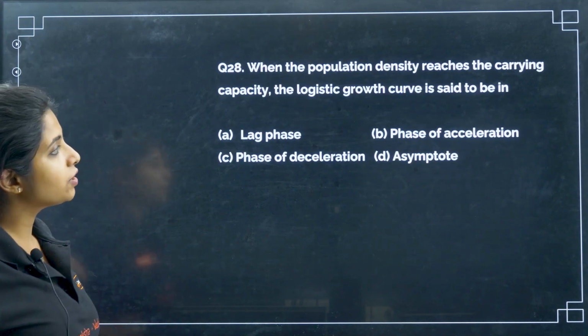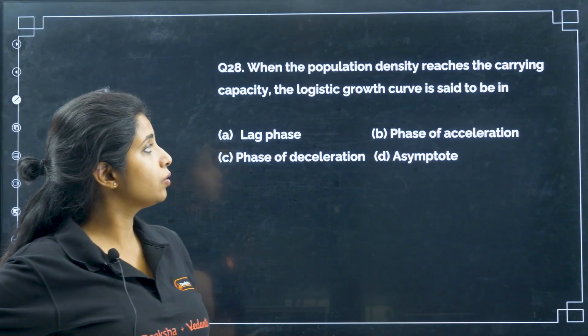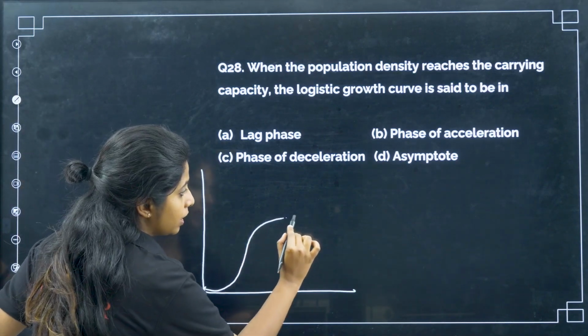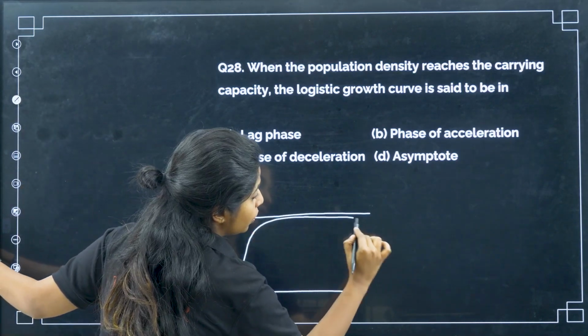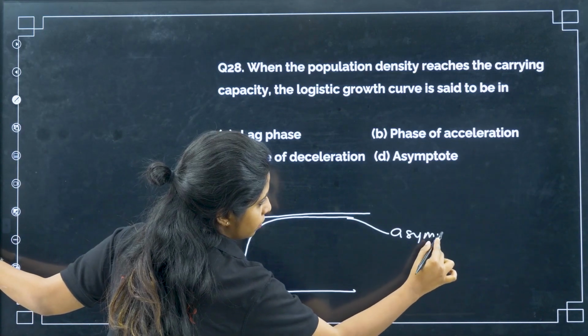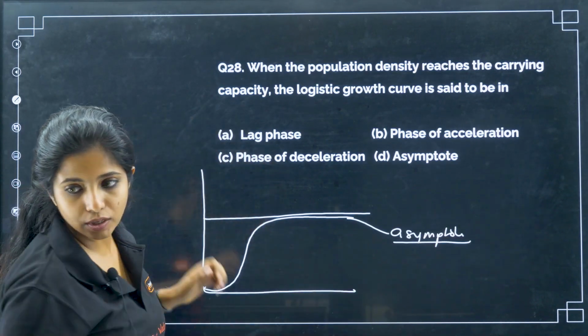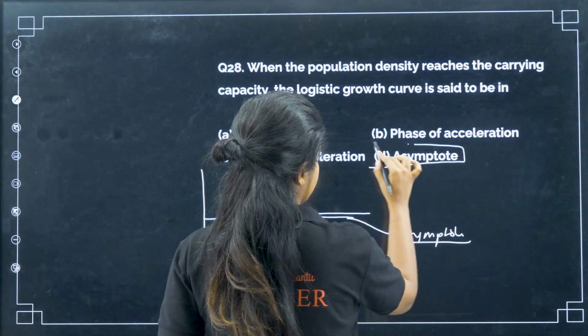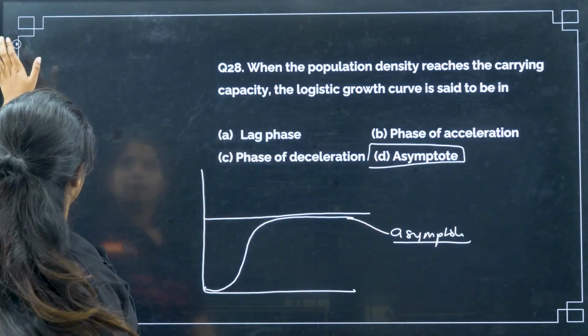Next, when the population density reaches the carrying capacity, the logistic growth curve is said to be. For example, the population is growing, it reaches this level beyond which it will not go. What do you call this? Asymptote. You call this condition asymptote. Okay. So this becomes your answer.